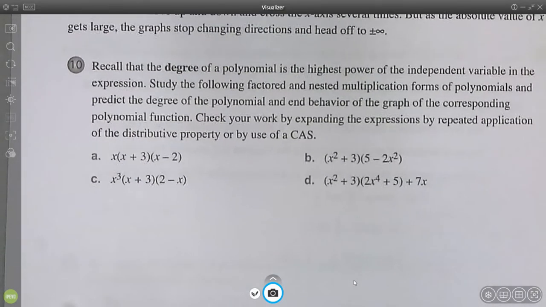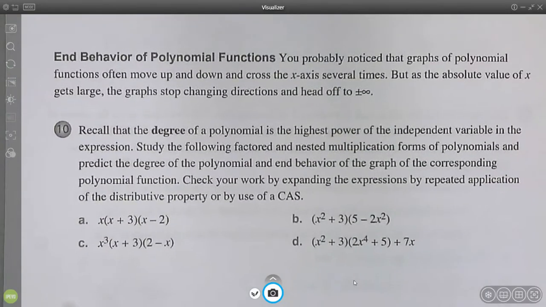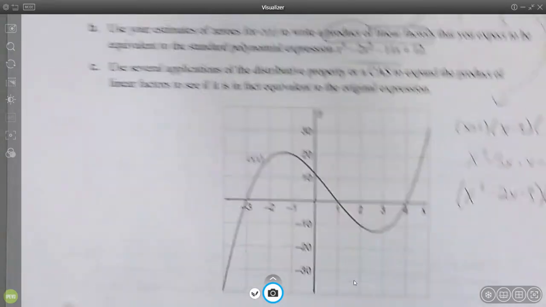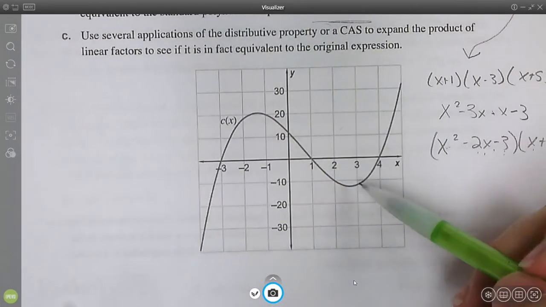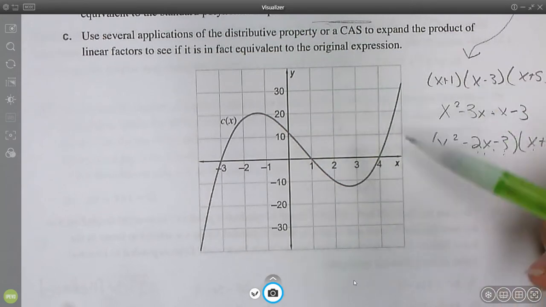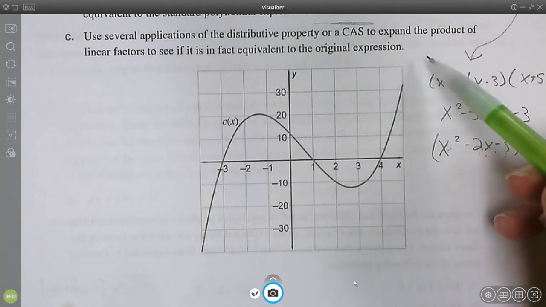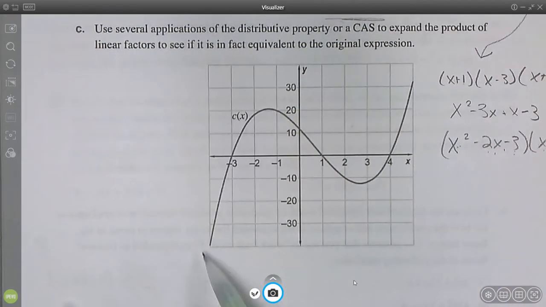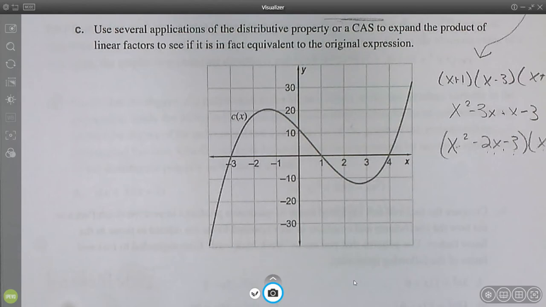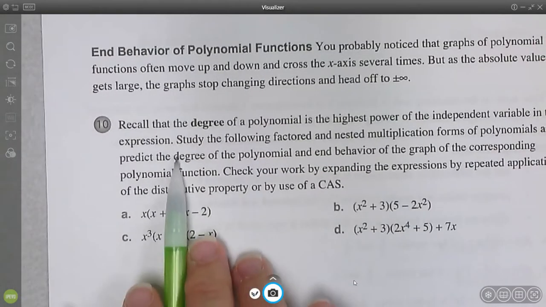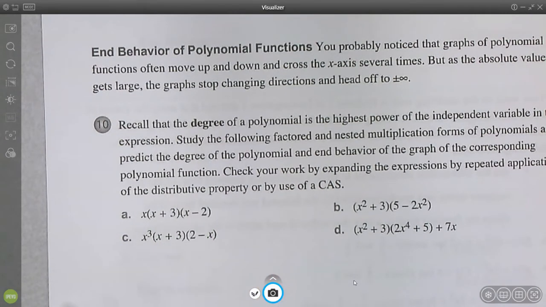Okay, then we have this page on end behavior of a polynomial function. So end behavior, let's bring this back over for a second. End behavior is literally talking about the end of your graph. So the end of my graph is going this way. It's asking what is happening up here and then what's happening down here. So recall that the degree of a polynomial is the highest power.